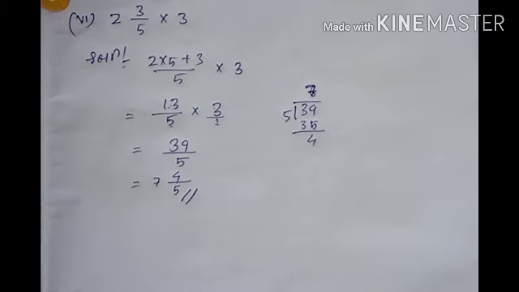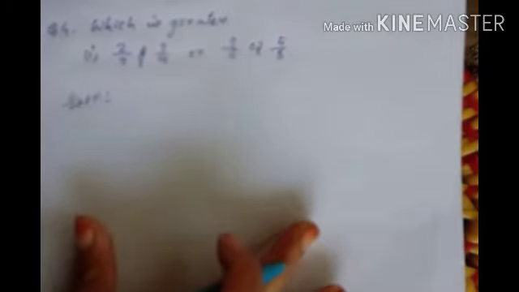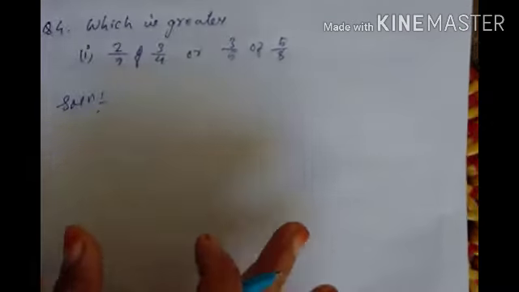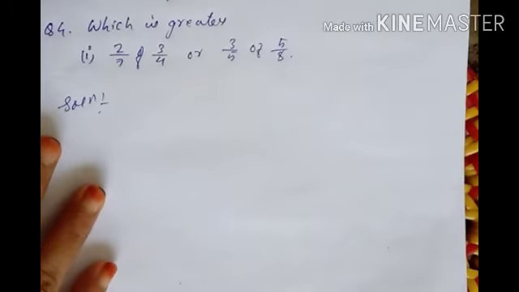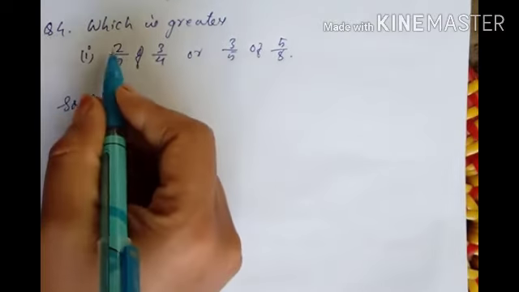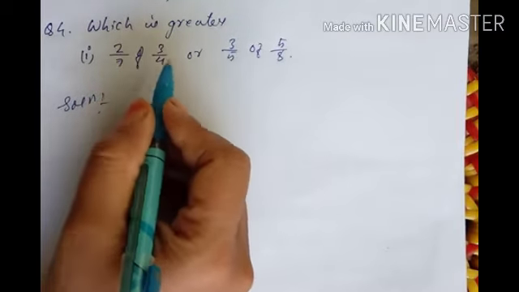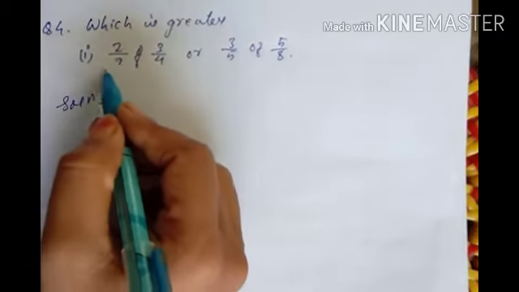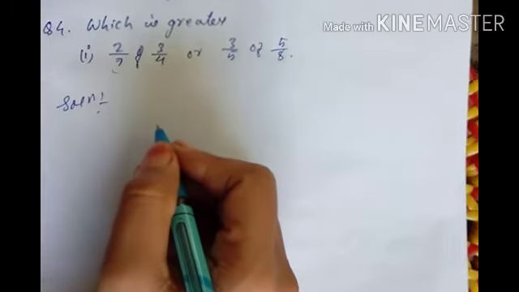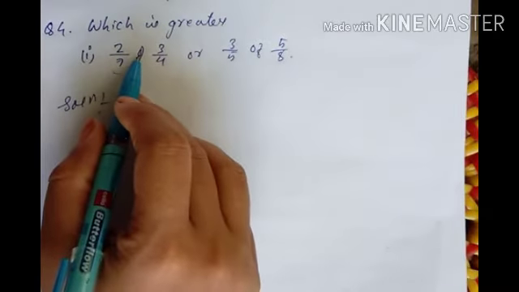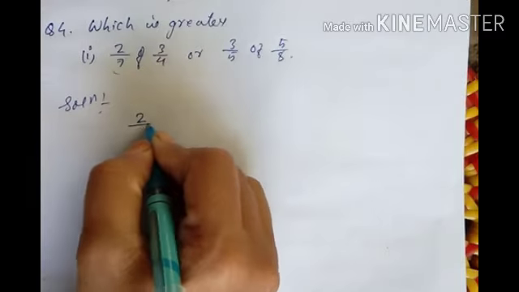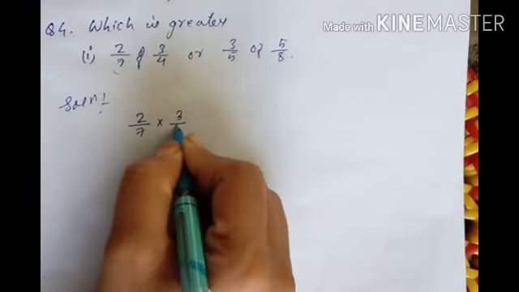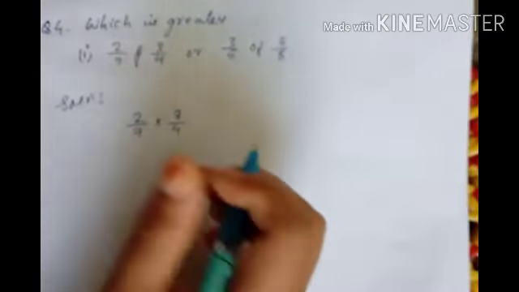Now next, question number 4. Which is greater? 1. 2 upon 7 of 3 upon 4 or 3 upon 5 of 5 upon 8. So from this, we have to check which is greater. Now it is 'of'. 'Of' means what? We know 'of' means multiply, isn't it? First you will solve this one.